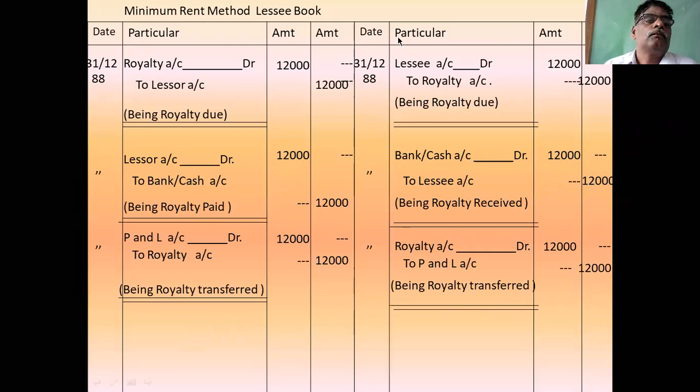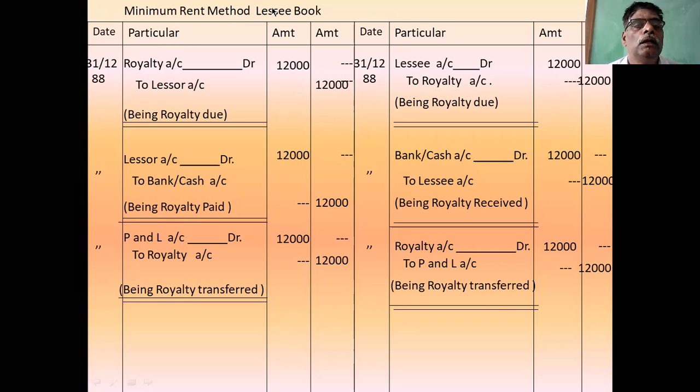Regarding this problem, because of some time shortage, I forgot to change the names in the problem. In this problem, here, you solve this problem in your notebook by making certain changes. Minimum rent method, lessee book, this side. And the second part you will record after completing the first part. Remember this point. You complete the first part and write the second part. Clear?